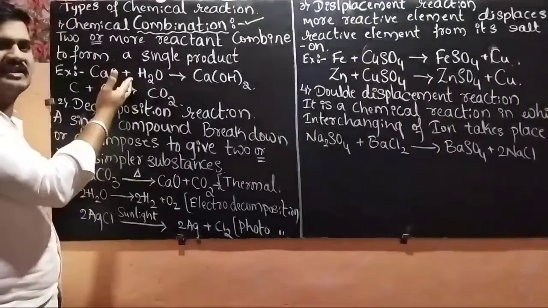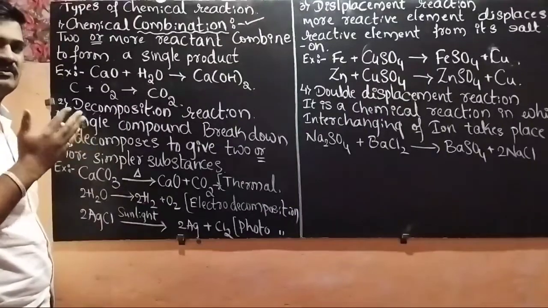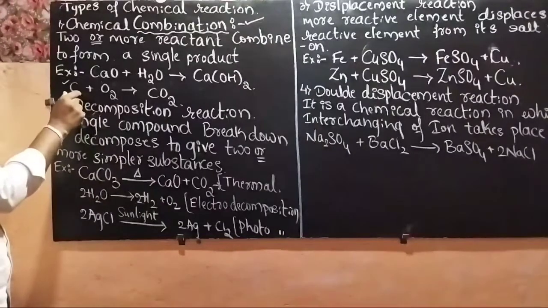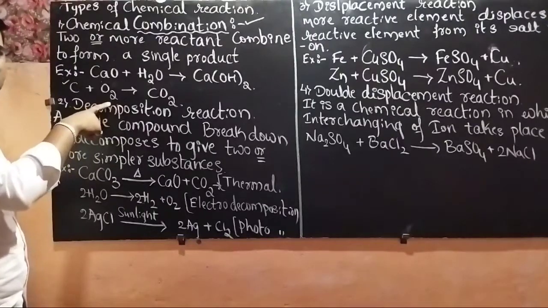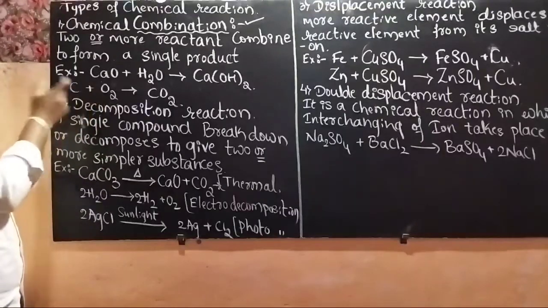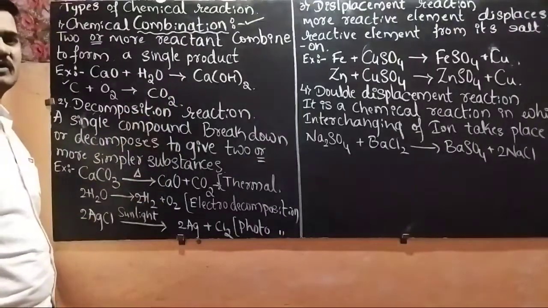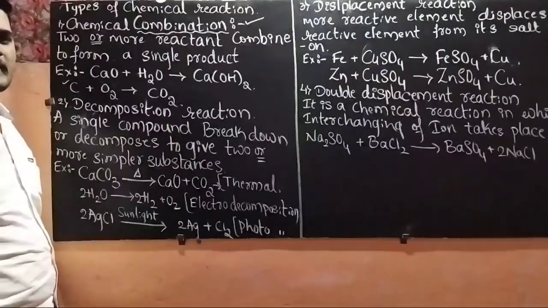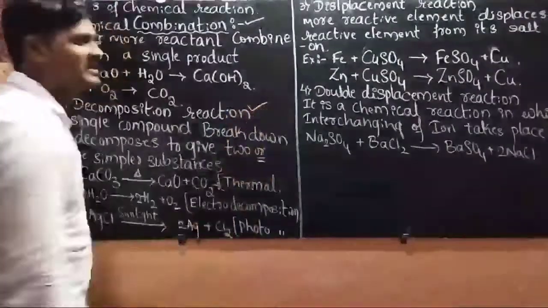Here two or more reactants are there, and after the chemical reaction only a single product is formed. Another example is carbon, consider this as coal. When the coal is burnt in the presence of oxygen, it produces carbon dioxide. Here also two or more reactants are there, and after the chemical reaction only one compound is formed. So this is about chemical combination. We have studied two examples, and next we will go for the decomposition reaction.